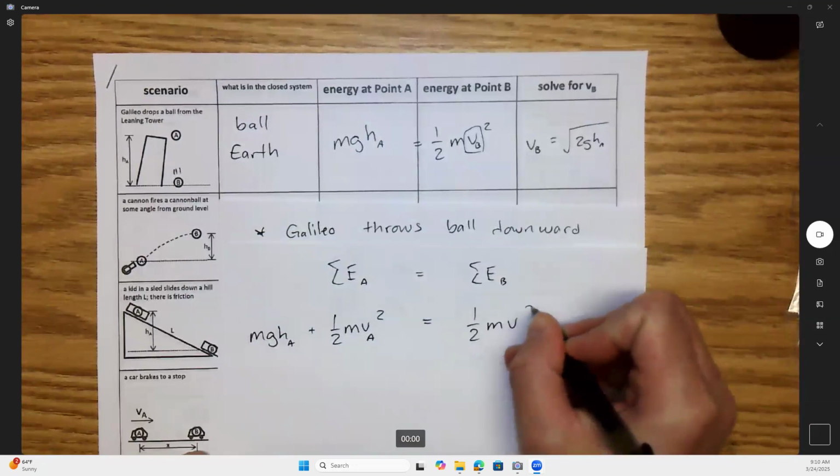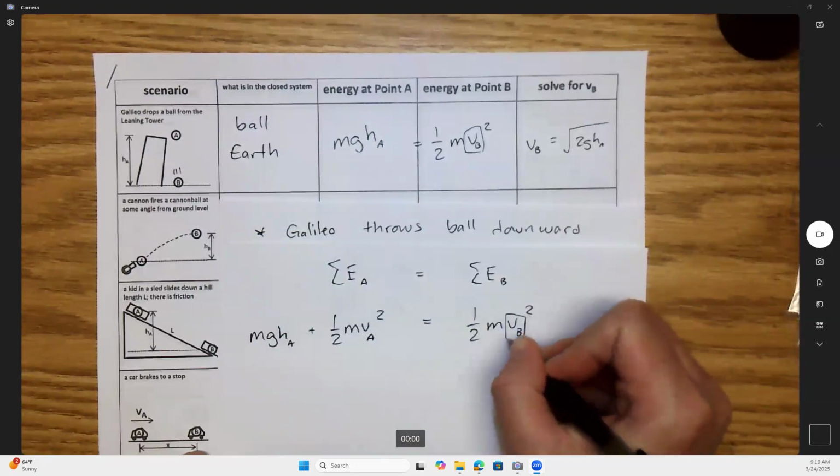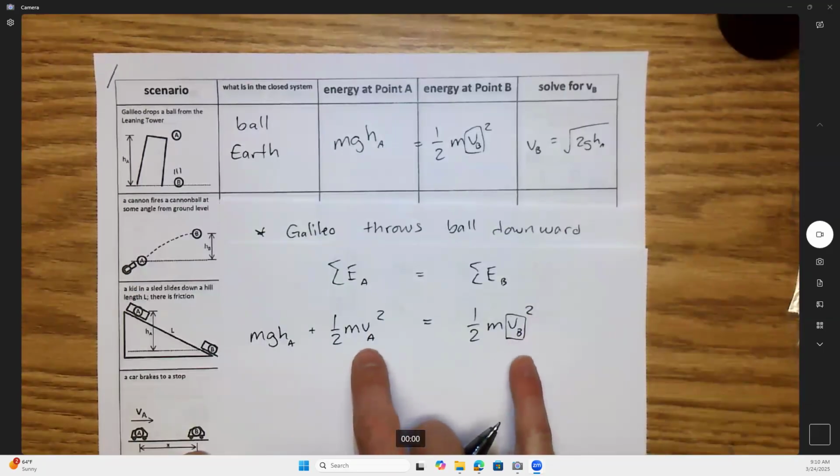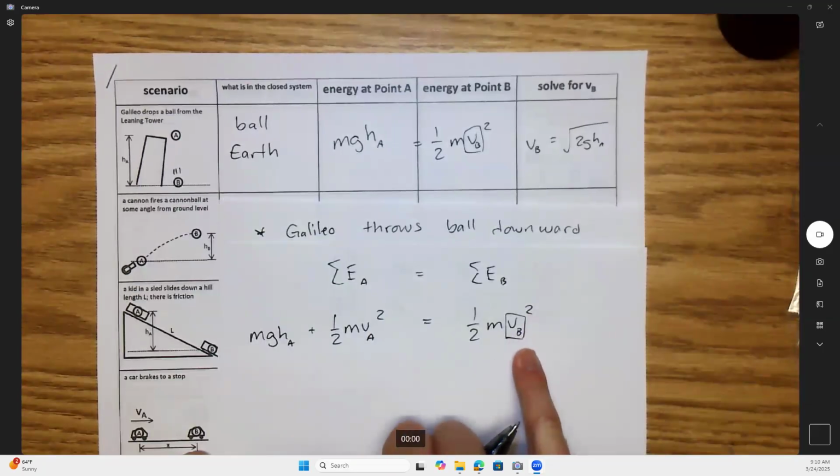Yeah, 1/2 mv squared. But this is a different speed. This is the speed that's about to crash land. Guys, which speed is bigger, VA or VB? VB. It's got to be VB. Going faster there. It's picking up speed all the way along. Okay. Let's solve for that.